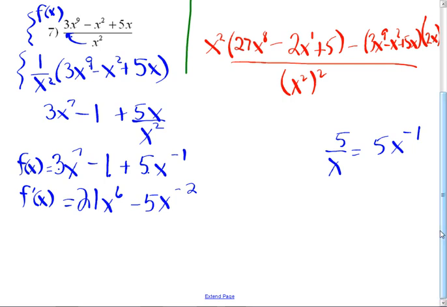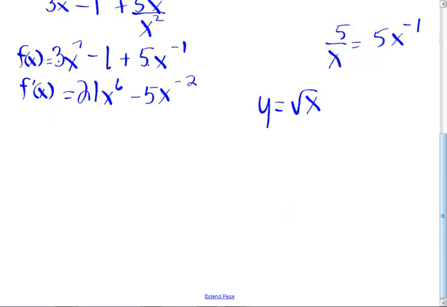And I didn't have an example here, but what if I have this? What if y is equal to the square root of x? How would I do that one? I would write the square root of x as x to the what power? 1/2. Does this work for fractions? Yeah. So what's y prime? It's 1/2 x to the, I have to take 1/2 minus 1, so it's negative 1/2. That's it.